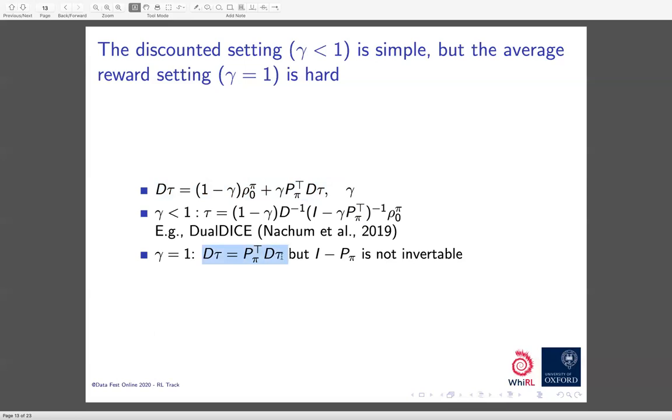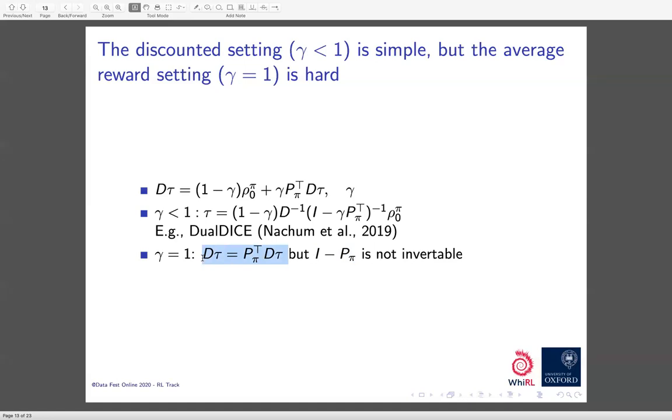And similarly, we want to first compute the analytical expression of tau directly. Then we find we need to invert this guy, I minus p pi. But here the problem is this guy is not invertible. So we all know that p pi is a stochastic matrix. So the largest eigenvalue of this matrix is just 1. So if we do this subtraction, we can find the resulting matrix has a 0 eigenvalue, which means it's not invertible. If this guy is not invertible, it basically means this equation has infinitely many solutions.